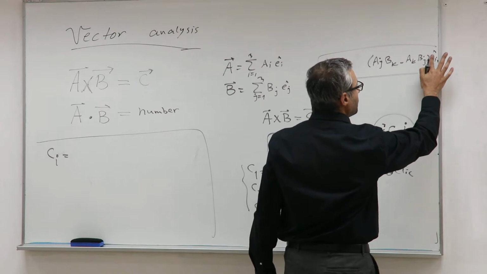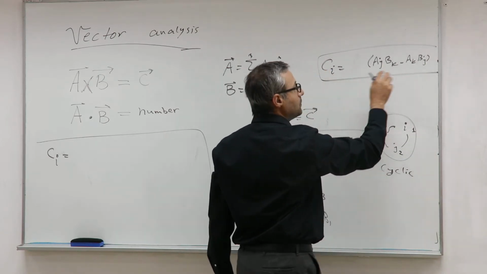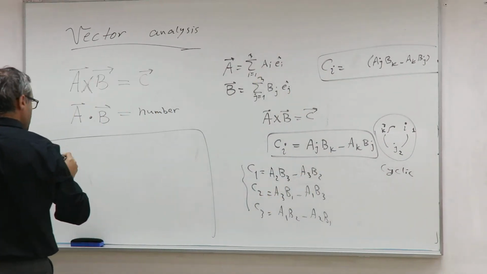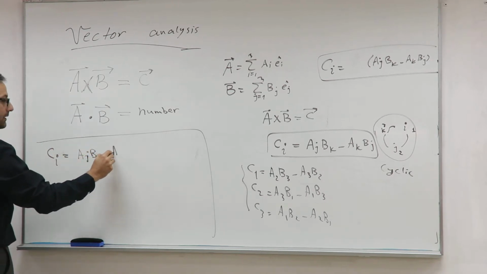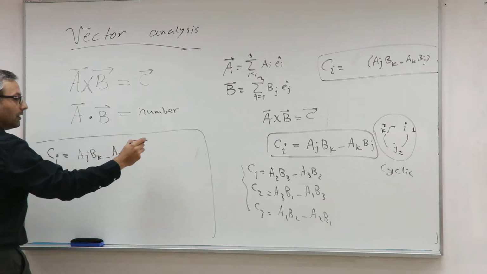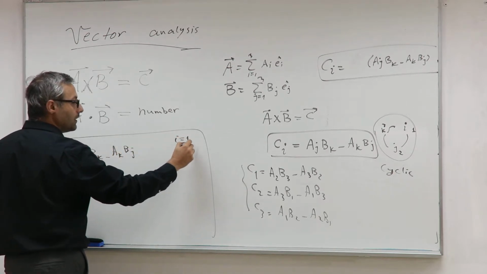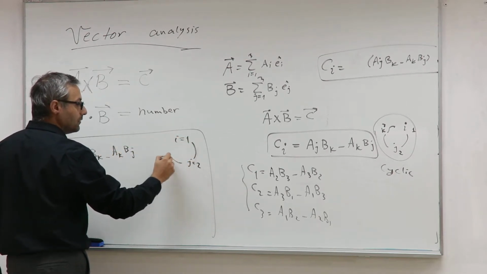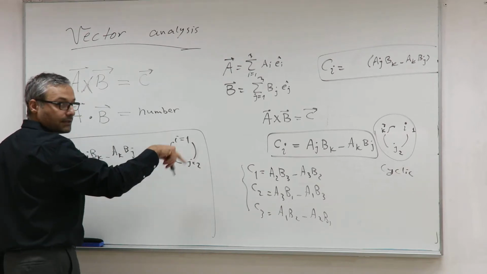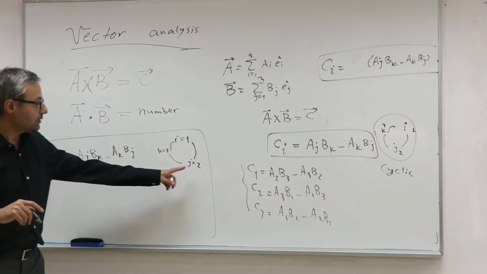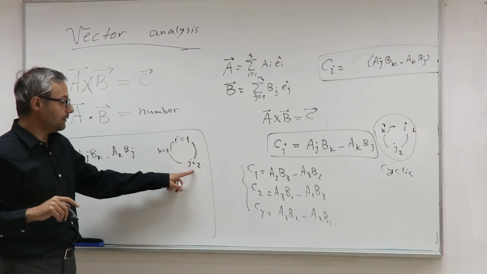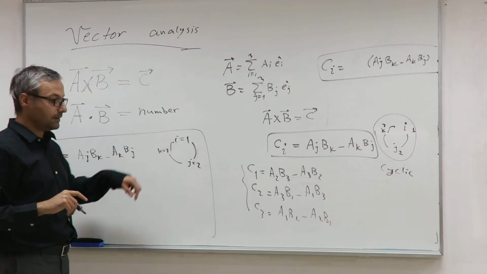Can I remove that, because it just gives you the component. C_i is A_j B_k minus A_k B_j, and you need to understand that if i is 1, then j will be 2, k will be 3, and they just circulate to each other. If you want i equal 2, then it will be 3 and 1. So they will circulate.